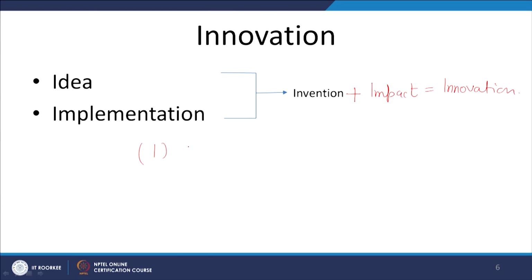One way is with the help of opportunities arising from change.